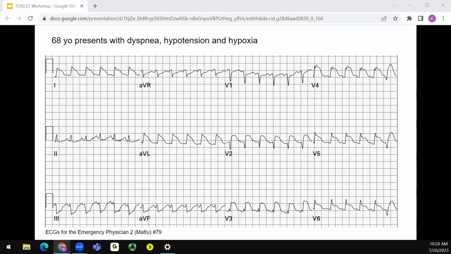Max says diffuse ST elevations. Cardiogenic shock. Okay, from LAD occlusion. So this is an MI, right? You have anterior elevations and lateral elevations, and these are actually depressions. If you were to quickly glance at this and then look for P waves, this could be mistaken as VTach, which is also associated with MIs, but this is sinus tach with an anterolateral MI.